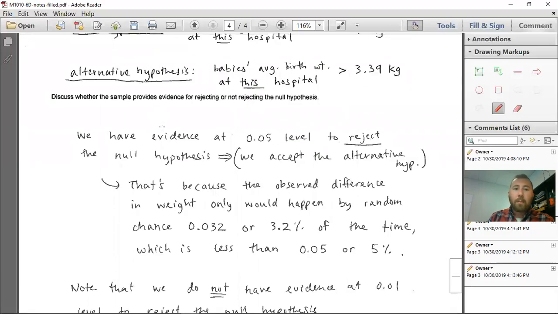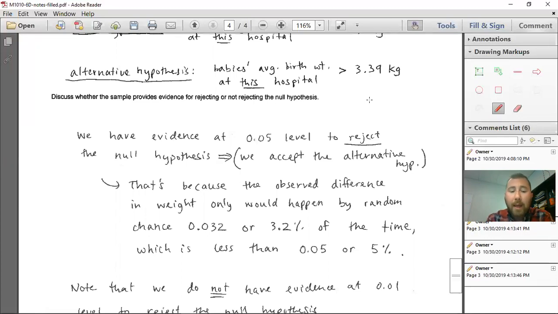Discuss whether the sample provides evidence for rejecting or not rejecting the null hypothesis. So we do have evidence at the 0.05 level to reject the null hypothesis, and we would accept the alternative hypothesis. How come? Well, it's because the observed difference in weight would only happen by random chance 0.032 or 3.2% of the time, which is less than 0.05 or 5%. So that was the number they gave us. Again, you're not going to have to calculate that 0.032 number. It was just given to us in the problem.